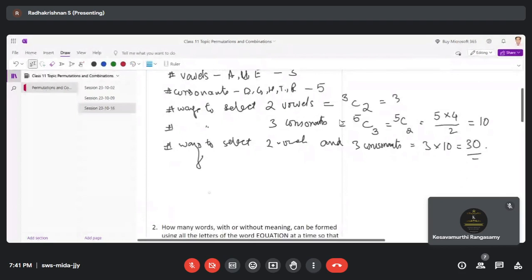Okay. So each of the combinations now can be shuffled in how many ways? So the 30 ways in which we can select 5 letters. Once we have selected 5 letters, we have to form a 5-letter word out of that. So in how many ways can we do that?